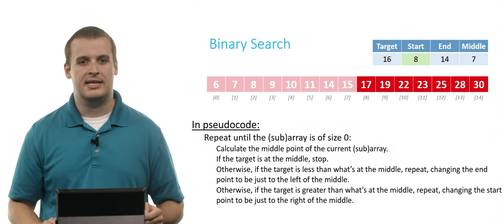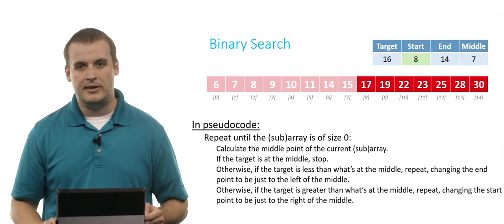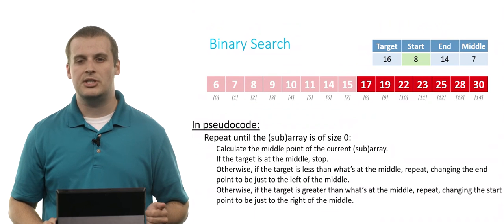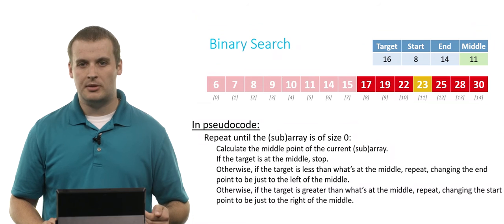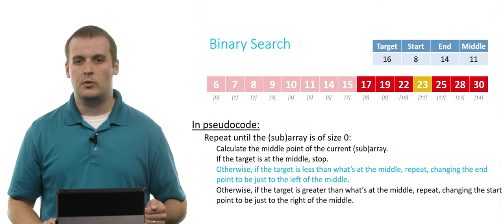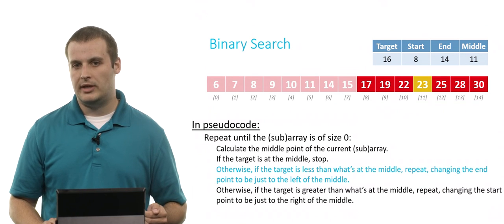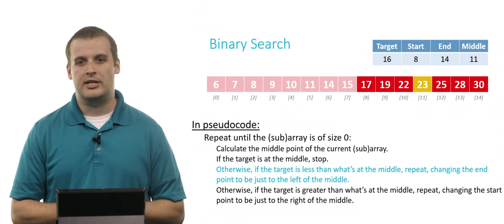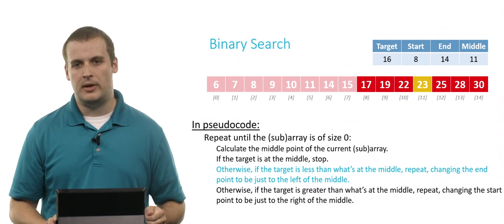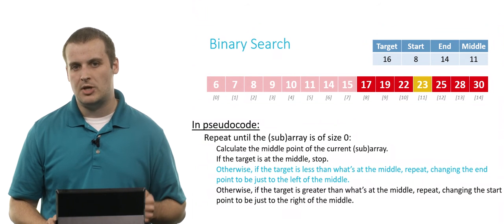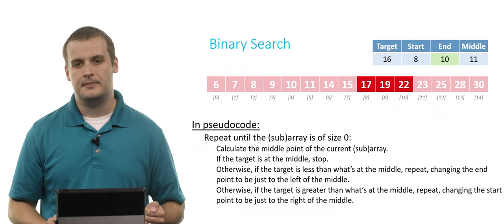Now we repeat the process one more time. Calculate the new midpoint. 8 plus 14 is 22, divided by 2 is 11. Is 23 what we're looking for? Unfortunately, no. We're looking for a value that is less than 23. And so in this case, we're going to change the end point to be just to the left of the current midpoint. The current midpoint is 11. And so we'll set the new end point for the next time we go through this process to 10.